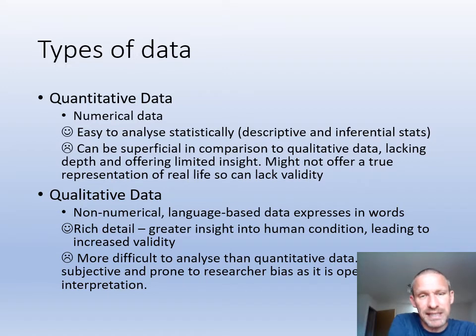So numerical data, what's the strength of one is the limitation of the other. As I keep saying, that happens throughout research methods. So quantitative, very easy to do your statistical analysis, descriptive statistics, averages, whatever you want to calculate. Inferential statistics, which is what we'll look at next year, where you're looking at whether it's actually statistically significant or not. You can do that relatively easily with quantitative data, but the trade-off is that it can be quite superficial.